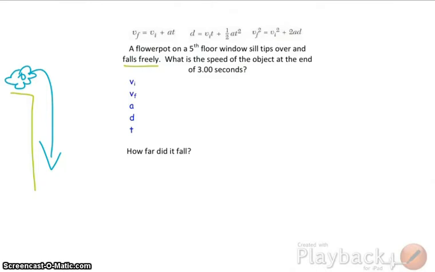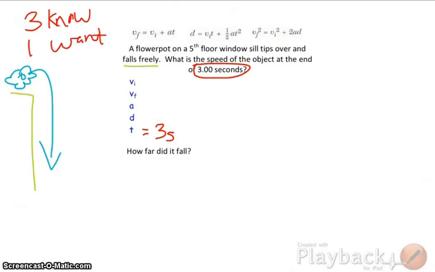Now I fill in what I know. Well, I've got this wonderful number of 3 seconds. Well, seconds is a unit of time. So t equals 3 seconds. But I need to know 3 things. I need to know 3 and want to know 1. Which means I'm missing something.